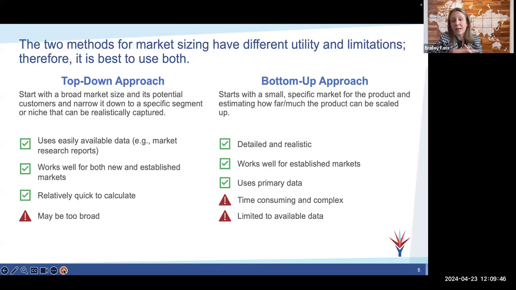Neither of these approaches in silo will give you a complete picture of the market opportunity on its own. So that's why we recommend using both of these approaches so that you have a more thorough understanding of the opportunity and the nuances of your specific market for the technology.